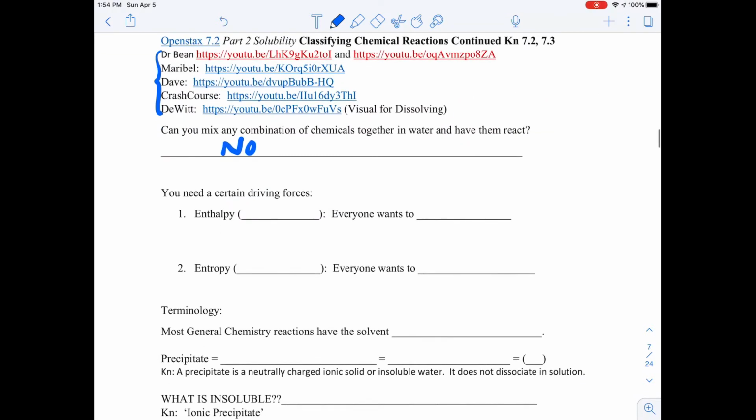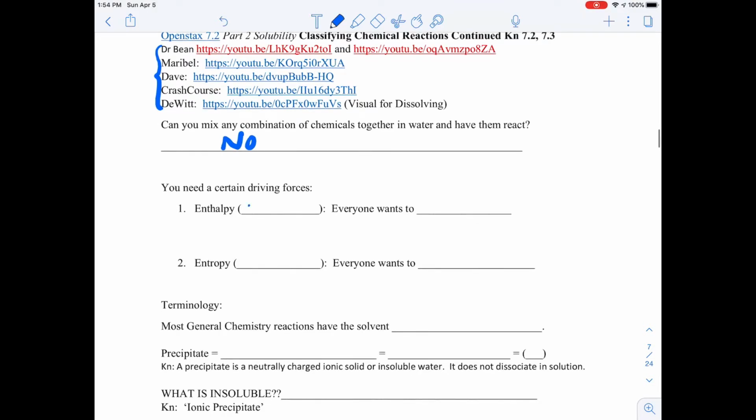I'm going to use 2 words that are not in this part of general chemistry. It's a preview of what's coming in general chemistry 2, and I'm just using the words so that you've seen them once for everyone moving on to Gen Chem 2. So there are 2 driving forces behind reactions. One is enthalpy, and enthalpy is energy.